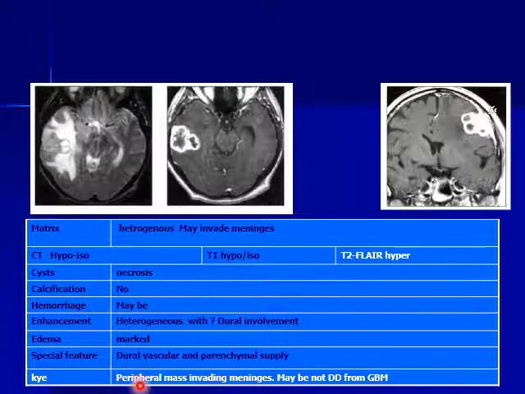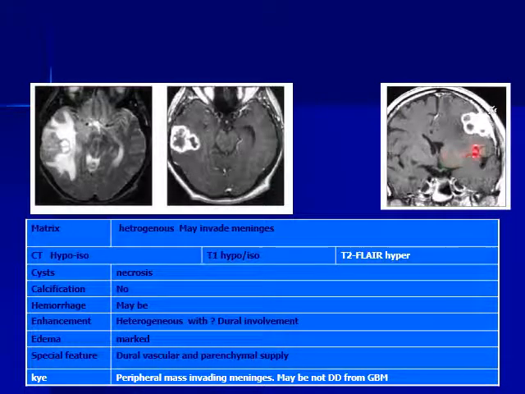The key is a peripheral mass invading the meninges and may not be differentiated from glioblastoma multiforme. Actually, it is more or less similar to glioblastoma multiforme in its necrotic pattern of enhancement, but it is much more rare compared to glioblastoma multiforme.